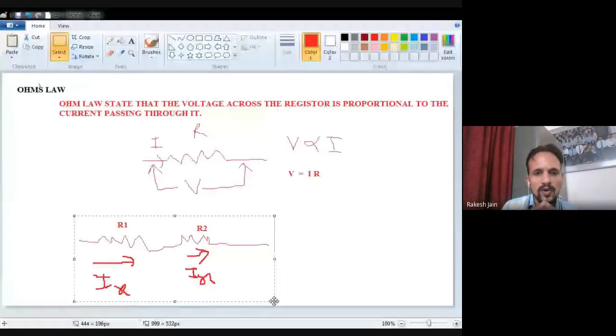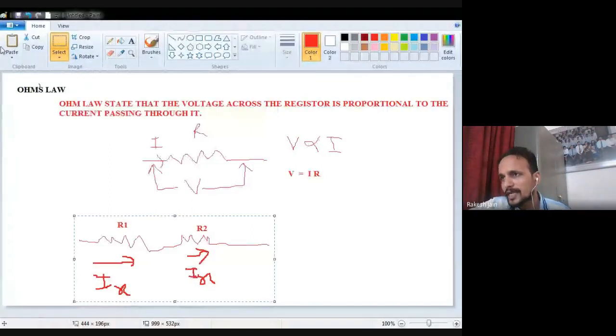And what is Ohm's law? If you have a resistor and you apply a voltage across the two terminals of that resistor, then the current that passes through it is proportional to the applied voltage. So V is proportional to I, and V is equal to IR, where R is the value of that resistor, that is, resistance.